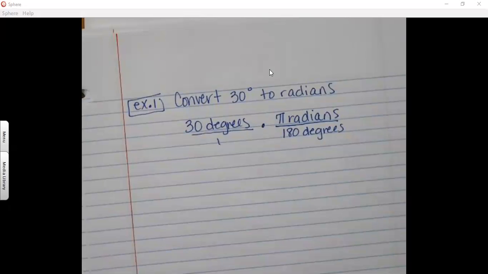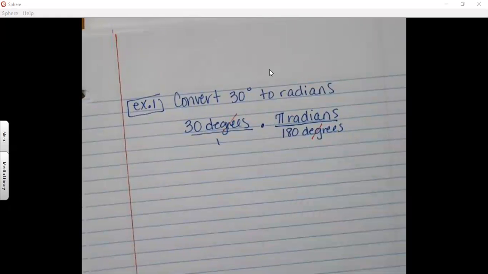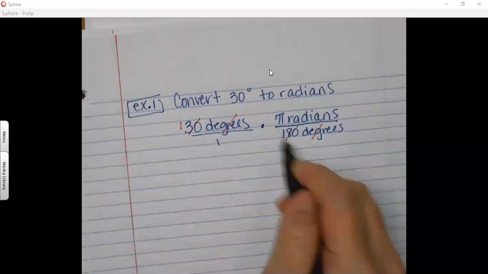Okay, so to simplify this, the words degrees cancel out, right? So when I multiply fractions, does anything else cancel out? No, but could I reduce 30 and 180? 30 goes into 30 once, 30 goes into 180 how many times? 6 times. So I can reduce those. And nothing else can be reduced, nothing else cancels.